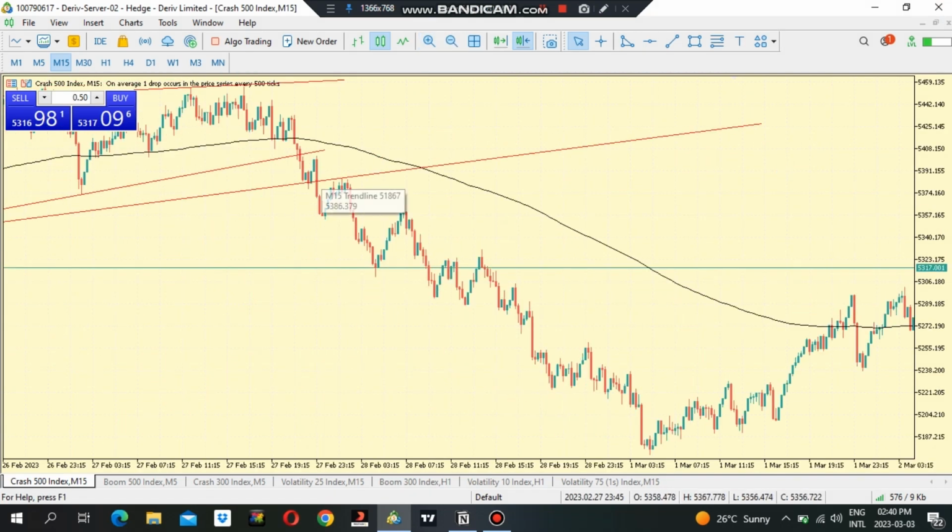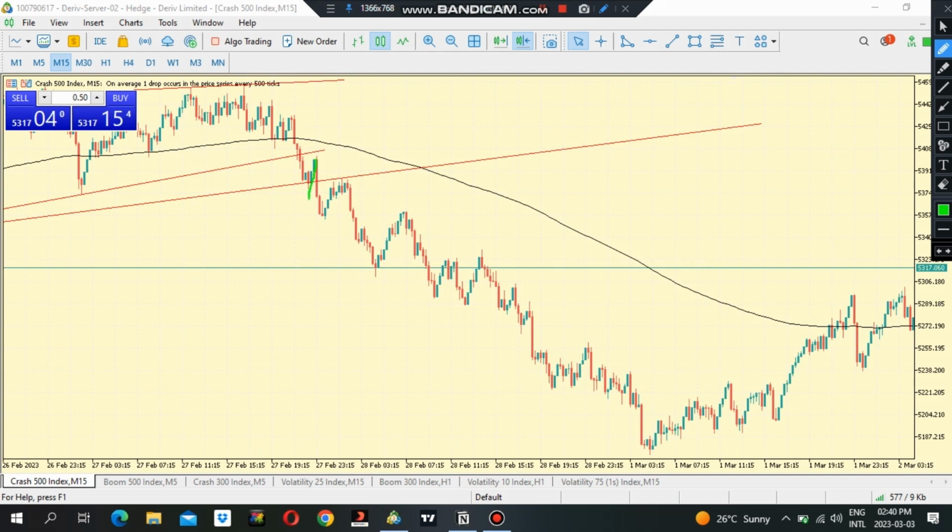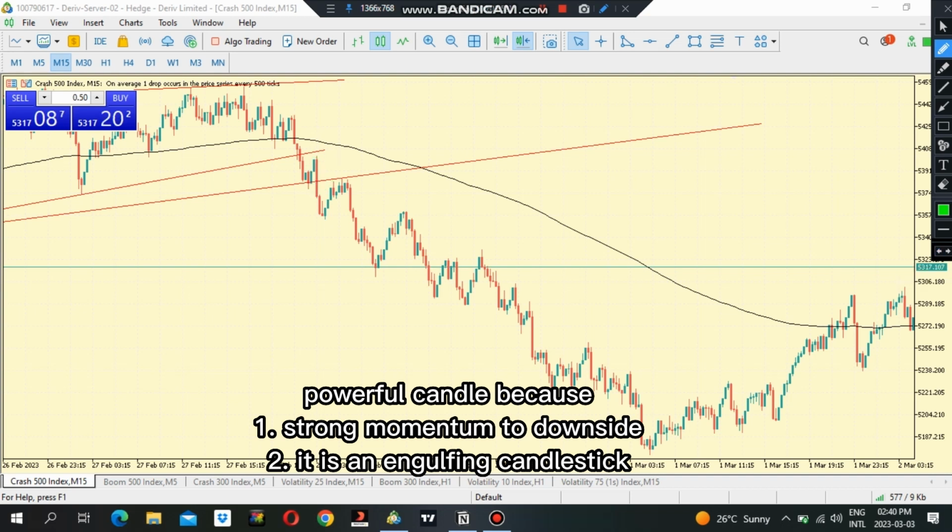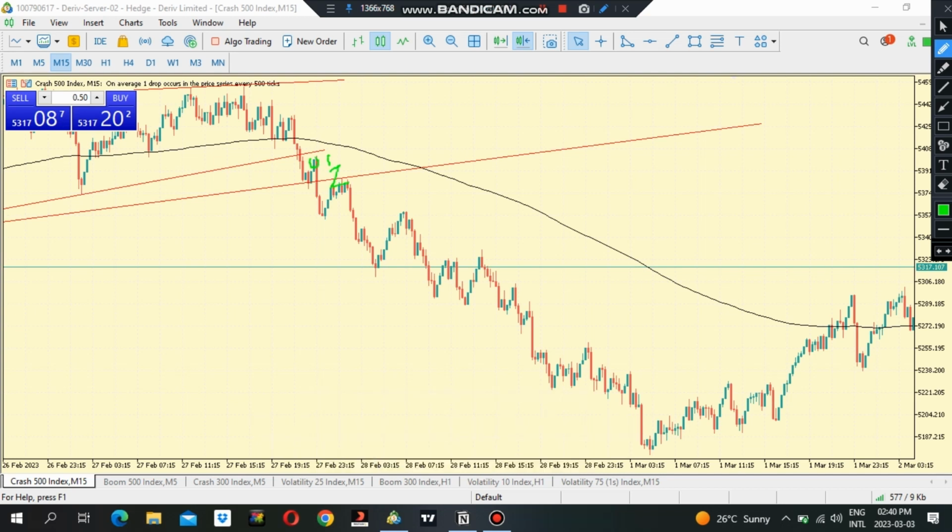So right here, using the breakout strategy, this candlestick right here is the one that breaks out the trend line. This is also a powerful candlestick. Why? Because it's showing strong momentum to the downside, one, and two, it's an engulfing candlestick. The green candle here gets completely engulfed by the next red candle. So you'll be entering over here on the candle close.